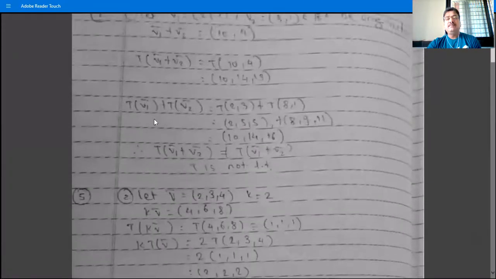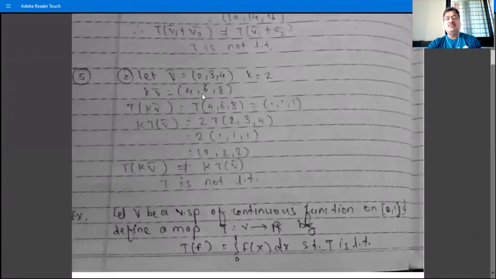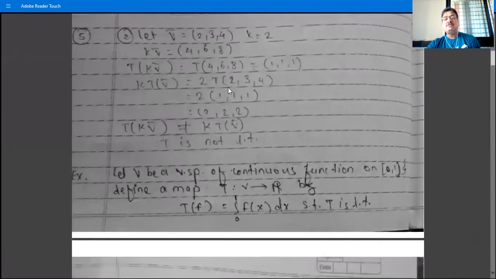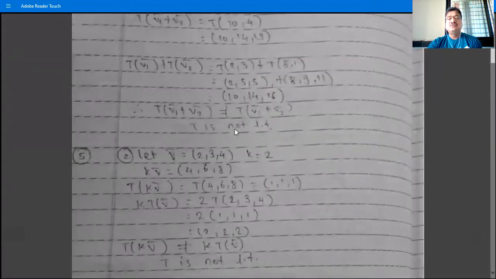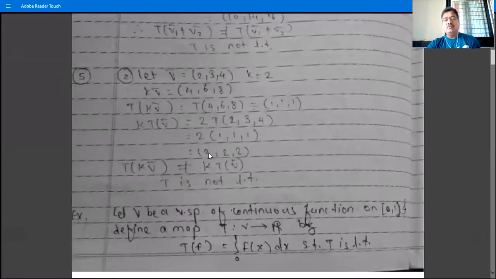So T of 4, 6, 8 is 1, 1, 1. And K T V bar is 2. K is 2, T V bar is 2, 3, 4. And what is T of 2, 3, 4? It is again 1, 1, 1, because T of xyz is 1, 1, 1 for all xyz. And after multiplying by 2, we have 2, 2, 2.